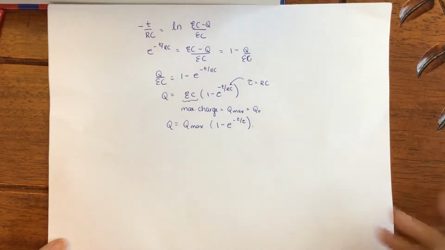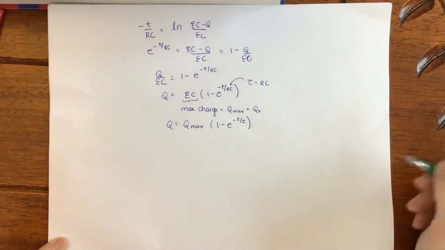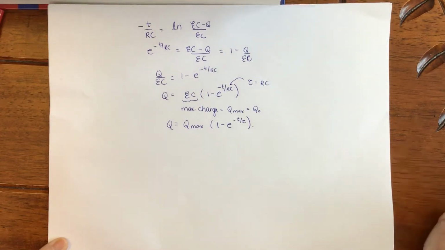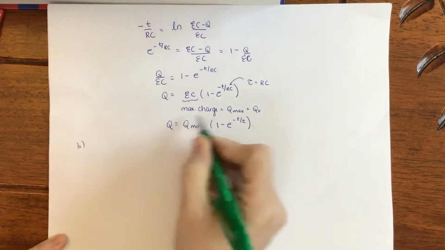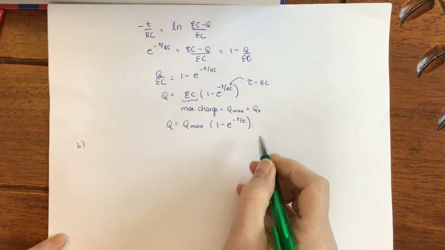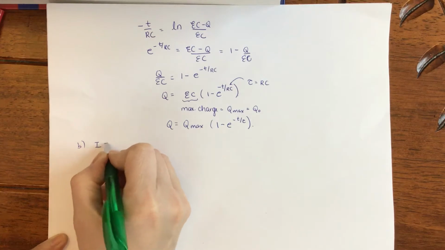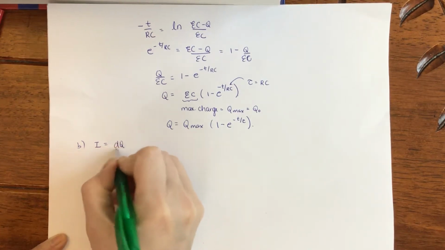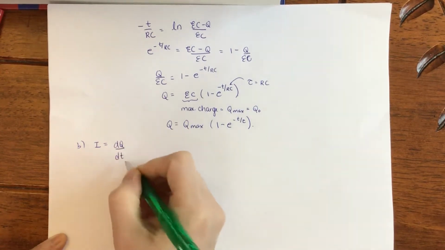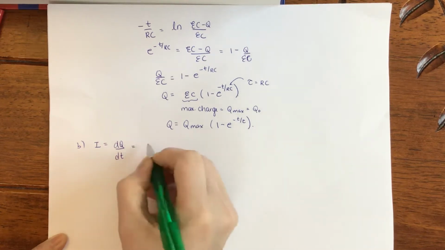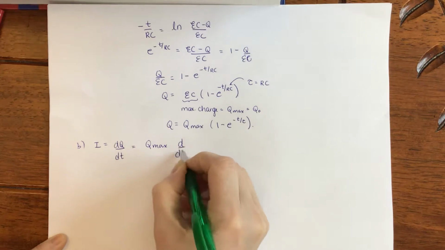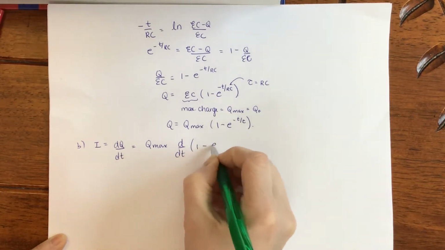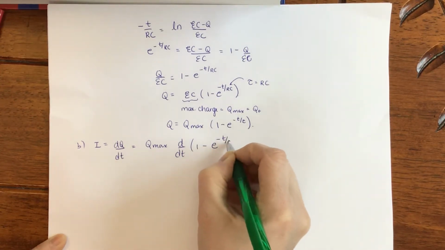We know that power is current times potential. We know the potential is epsilon, so we need an expression for our current. So to start part B, let's use our expression for charge and get an expression for current. And what we know is that current is the change in charge over the change in time. So that's going to be our Q maximum times the derivative with respect to time of 1 minus e to the minus t over tau.